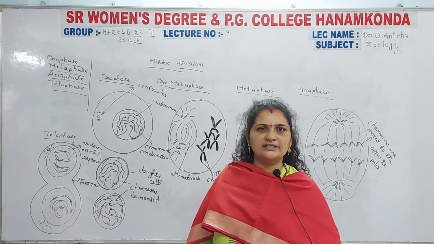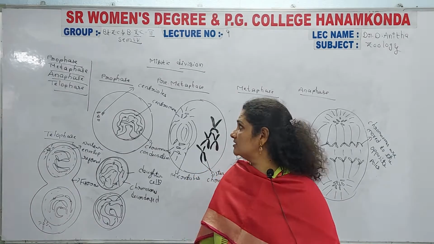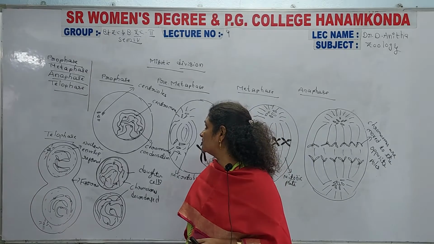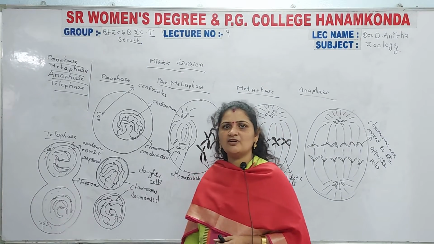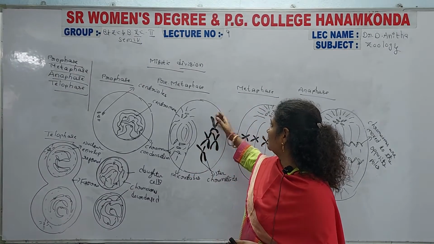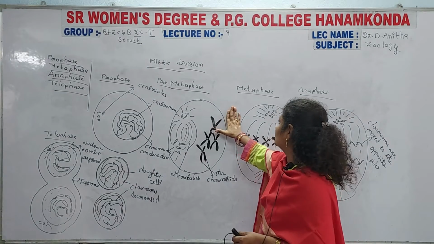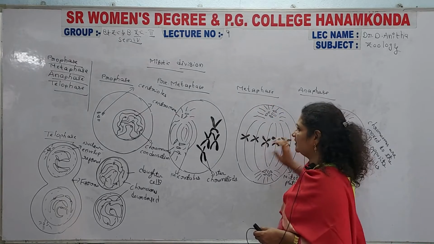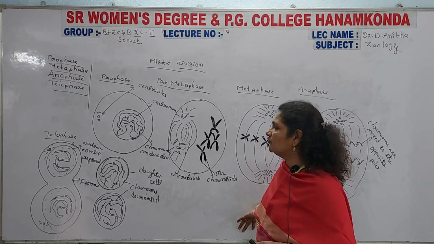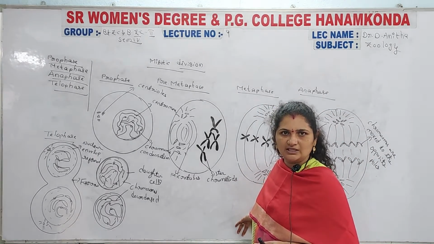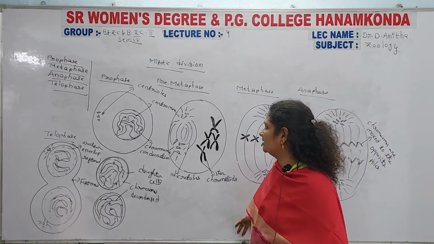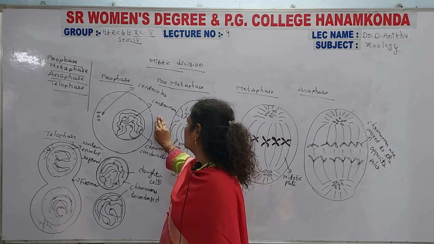It contains totally 4 stages. Those 4 stages are prophase, pre-metaphase, which means the changes occur for the commencement of metaphase, then metaphase, anaphase, and telophase. Actually there are 4 stages. Of these, the first one is prophase.